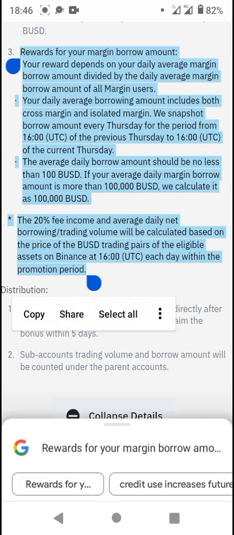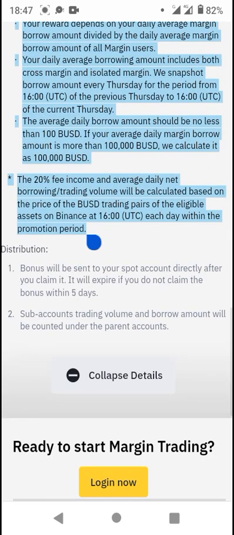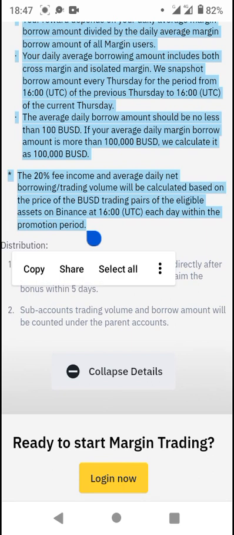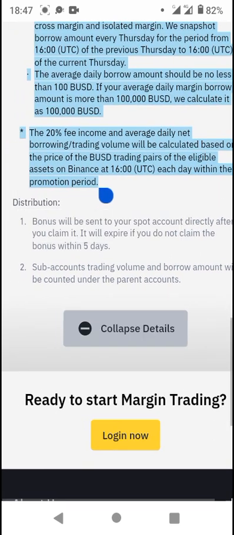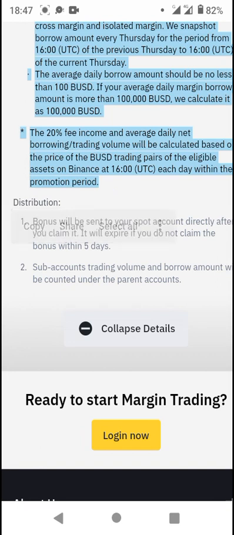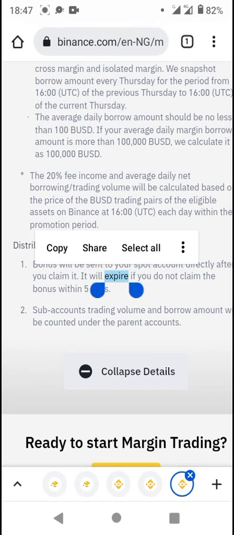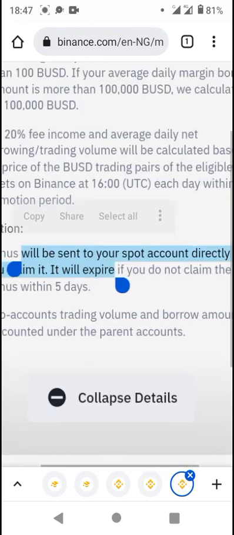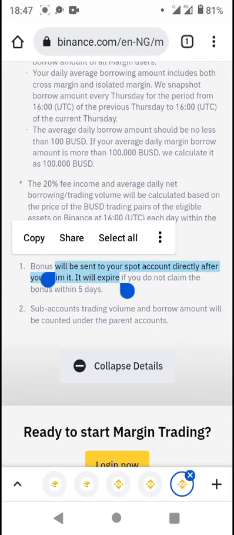20% fee income and average daily net borrowing trading volume will be calculated based on the price of the BUSD trading pairs of the eligible assets on Binance at 1600 UTC each day within the promotion period. Now the distribution: the bonus will be sent to your spot wallet directly after you claim it, and it will expire if you do not claim it within 5 business days.